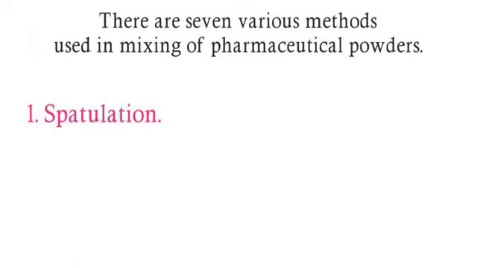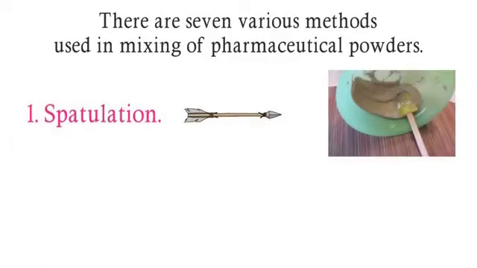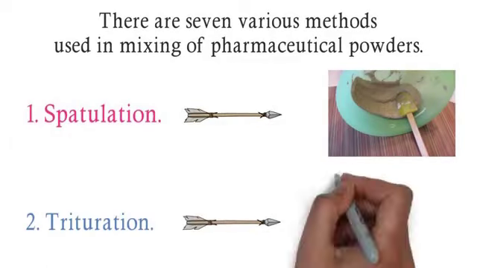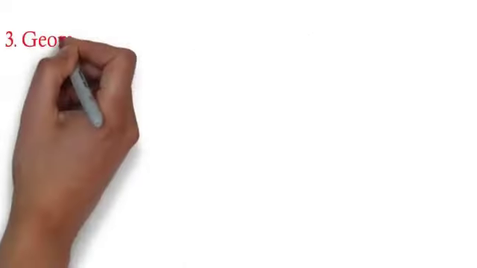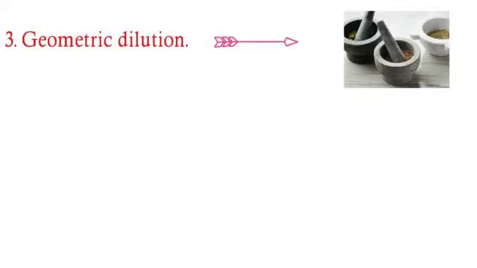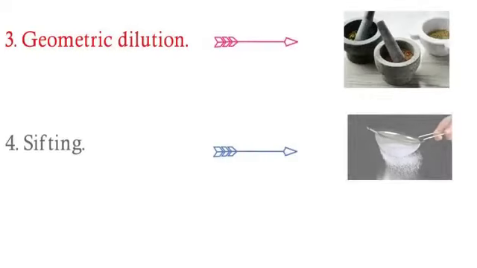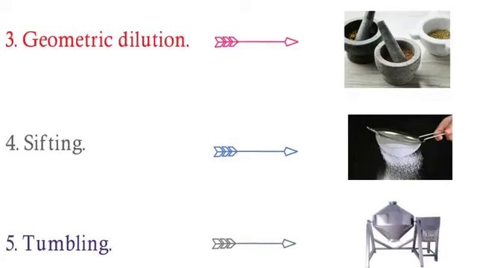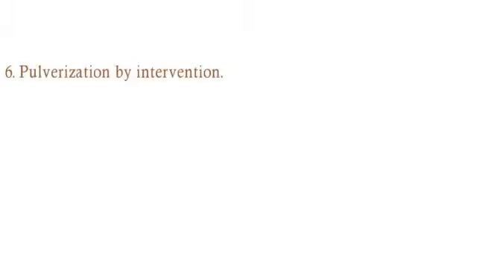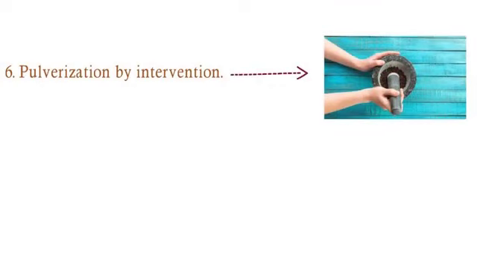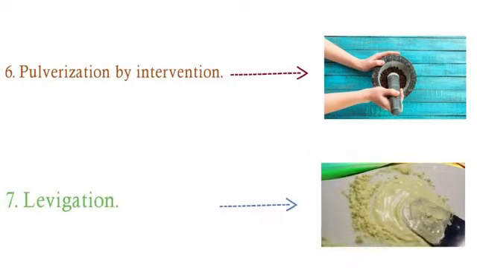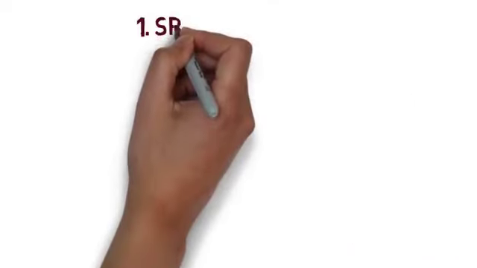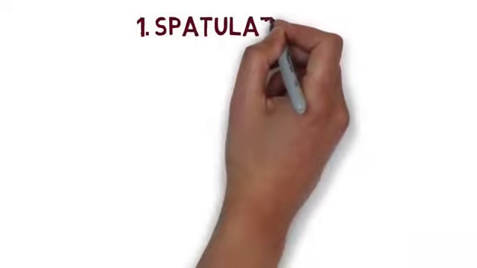They are: first method, spatulation; second method, trituration; third method, geometric dilution; fourth method, sifting; fifth method, tumbling; sixth is pulverization by intervention. The last method is levigation. Now, let us see the methods briefly one by one.